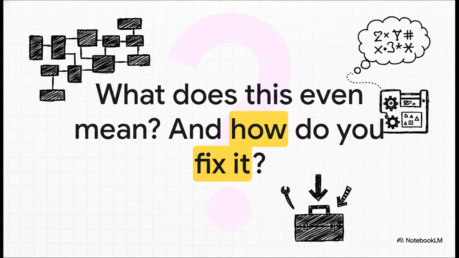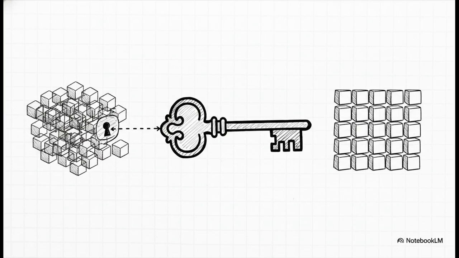Well, in this explainer, we're going to be your translator. We'll show you exactly what it means and how to shut these errors down for good. And you know what? The secret, the key to unlocking all of this, it all comes down to one single powerful idea, and that is shape.